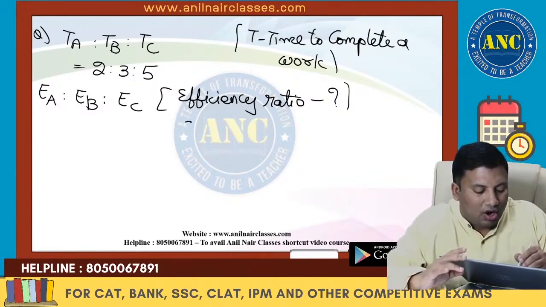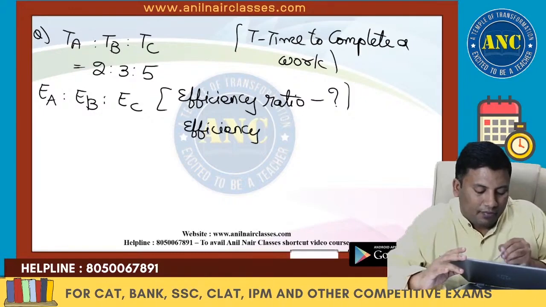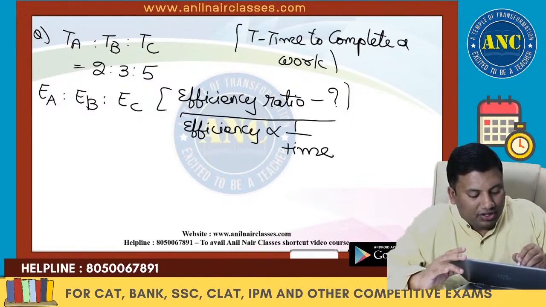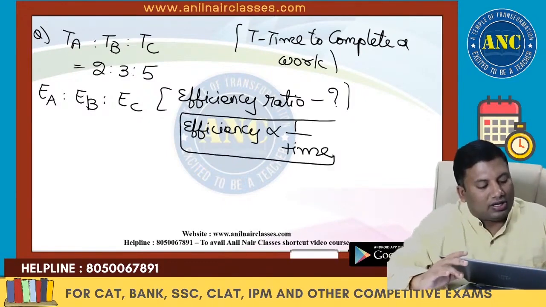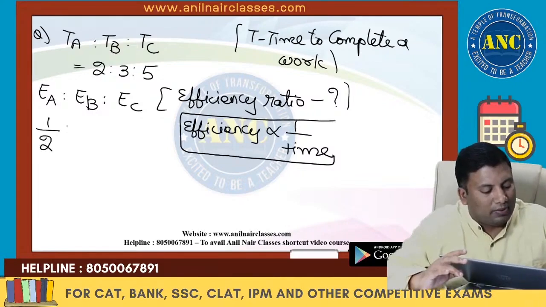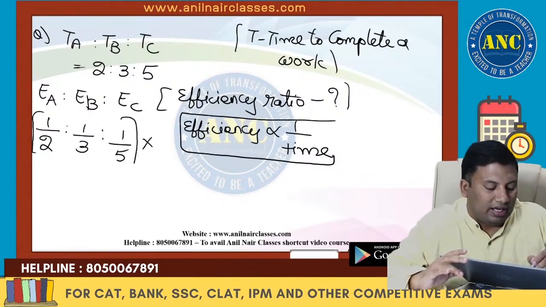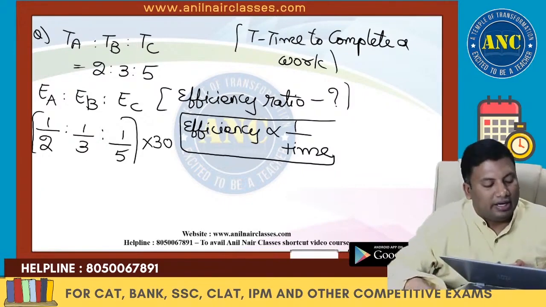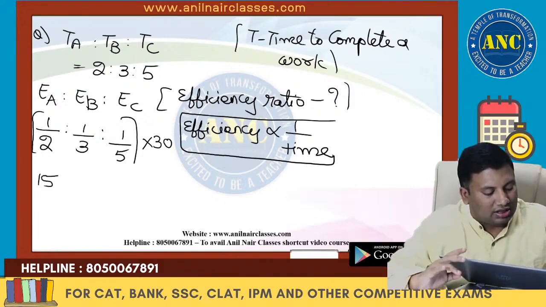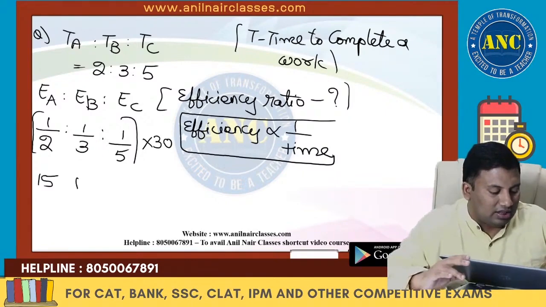Already, just now we discussed that efficiency and time are inversely proportional. So this will become 1 by 2, 1 by 3, 1 by 5. With 2, 3, 5, take the LCM, multiply by 30. So these are nothing but 15, 10, and 6.